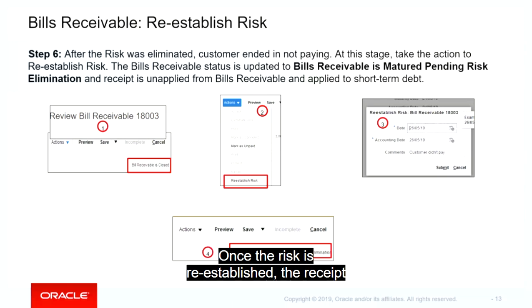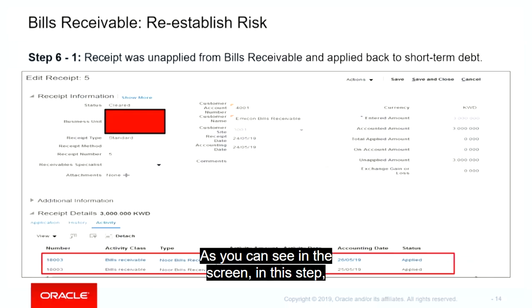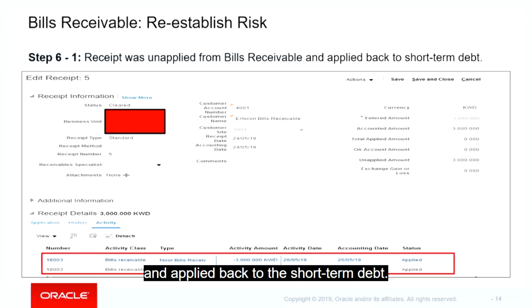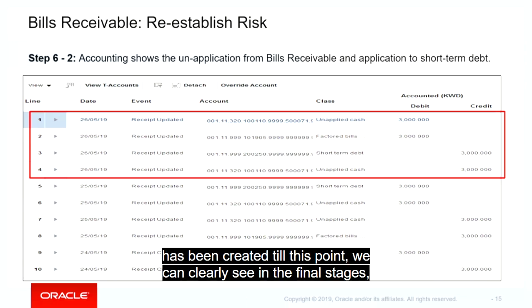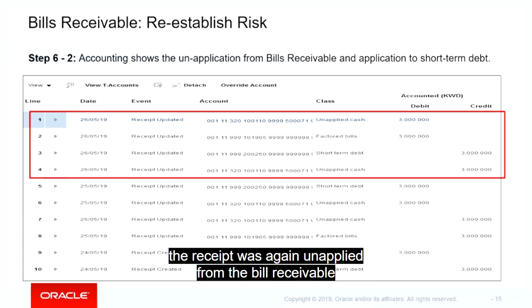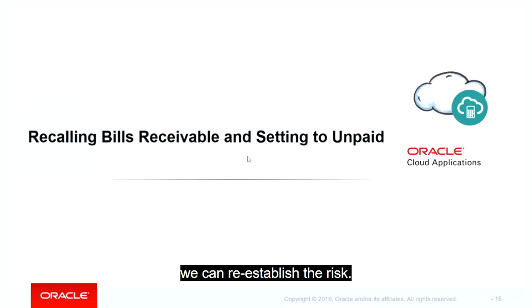Once the risk is re-established, the receipt is unapplied from the bills receivable and is again applied back to the short-term debt or the loan. As you can see in the screen, in this step, the receipt has been unapplied from the bills receivable and applied back to the short-term debt. If we look at the accounting for the receipt which has been created till this point, we can clearly see in the final stages, the receipt was again unapplied from the bills receivable and has been reapplied to the short-term debt or the loan. With this, we shall be concluding the topic for bills receivable, how we can re-establish the risk.